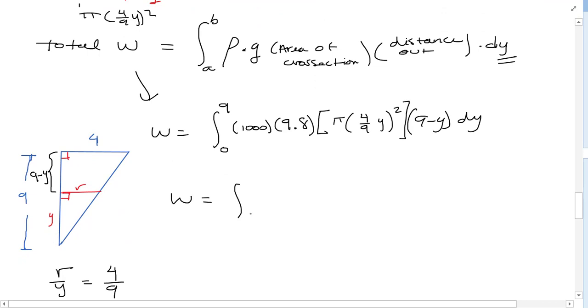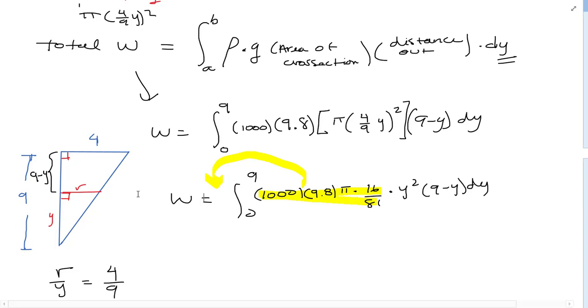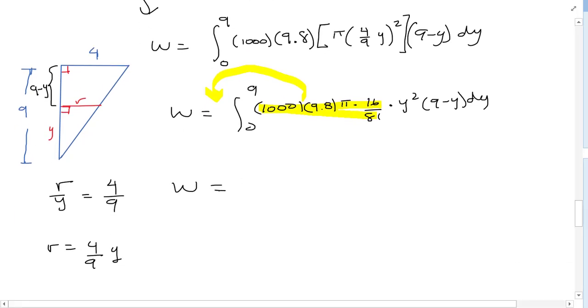And so let's gather our constants. So from 0 to 9, I have 1,000 times 9.8 times pi. When we square this, I get 16/81 times y squared times 9 minus y dy. Now all of this over here is a constant, so we can take it out of the integral. And so I'm going to do that. So the work is equal to, and when you multiply this all out, I did it on my calculator, I got 156,800 pi over 81. I didn't fully do it out on my calculator. And you're left with the integral from 0 to 9 of this. So this would be 9y squared minus y cubed dy.